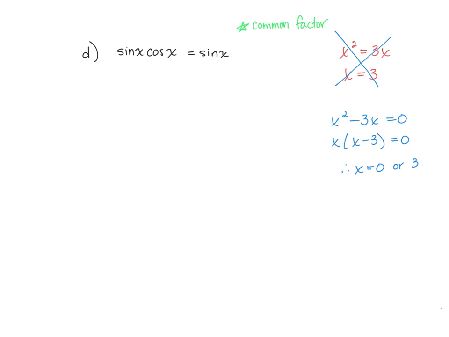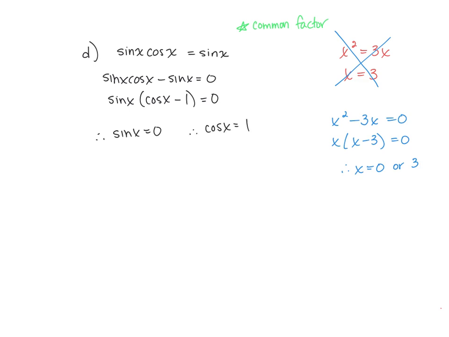Okay, so I'm going to bring the sine x to the other side, and now I can common factor out a sine x out of each of those terms to ensure that I have not eliminated any of my solutions. And now we're just back to what we were dealing with here, sine x equaling 0.